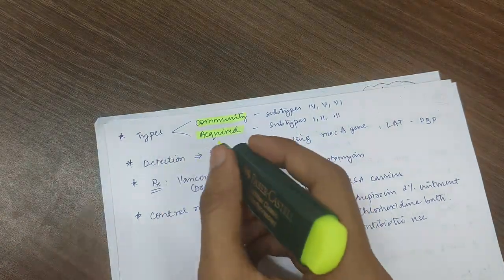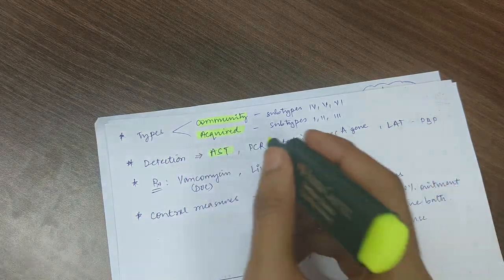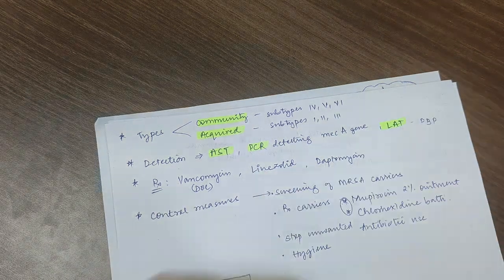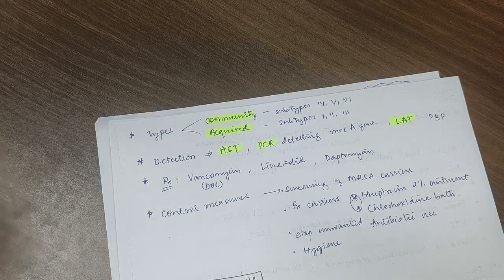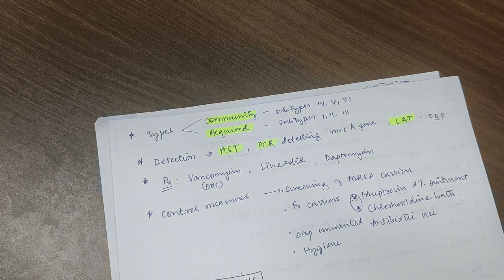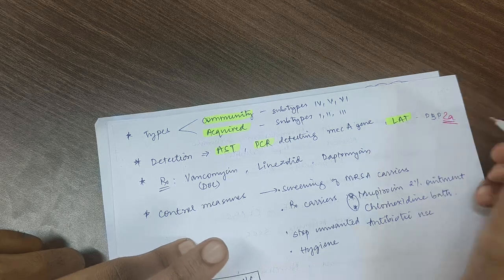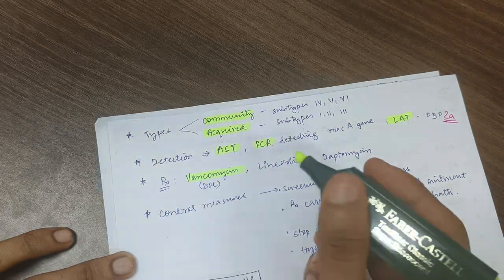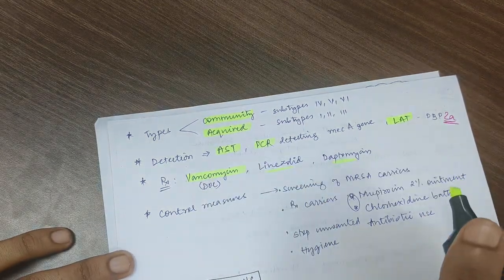So what is the detection here? Antibiotic susceptibility testing and PCR is used to detect the gene, and latex agglutination test to detect the protein, that is the abnormal protein binding, penicillin binding protein PBP2A, remember 2A. Treatment: vancomycin is the drug of choice here. The other drugs which can be used are linezolid and daptomycin.